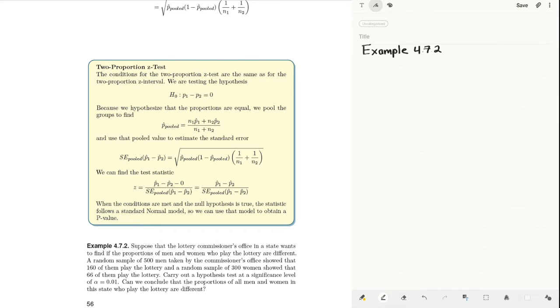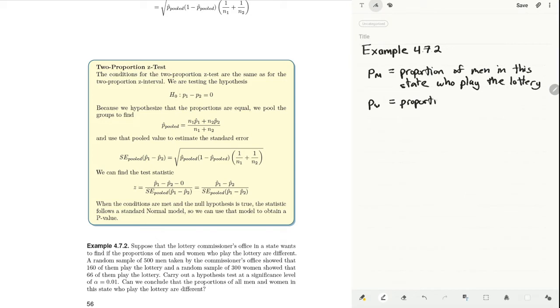So let's first introduce some notation here. So we're going to let P sub m be the proportion of men in this state who play the lottery, and P sub w will be the proportion of women in this state that play the lottery.